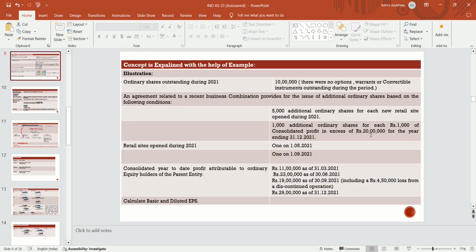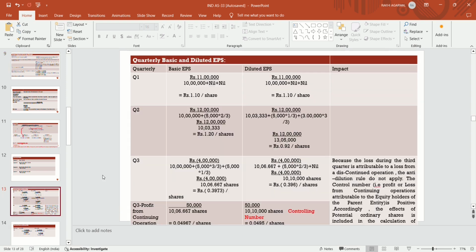The profit in excess of 20 lakhs, that is, in quarter 2 the profit becomes 23 lakhs. So in this case the 3 lakhs is the excess over 20 lakhs. So the profit contingencies effect in diluted EPS is 3 lakhs into 3 divided by 3, because 3 months divided by 3 months. So it becomes 12 lakh divided by 13 lakh 5,000. So it becomes 0.92 per share.